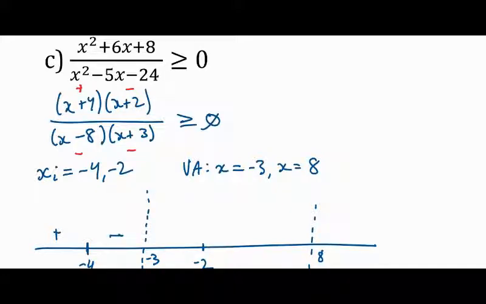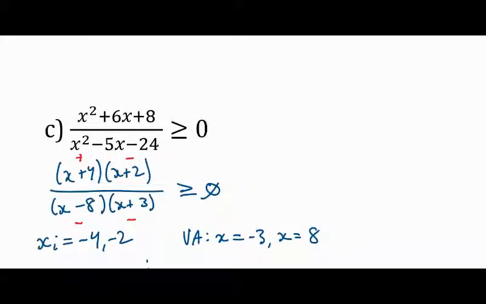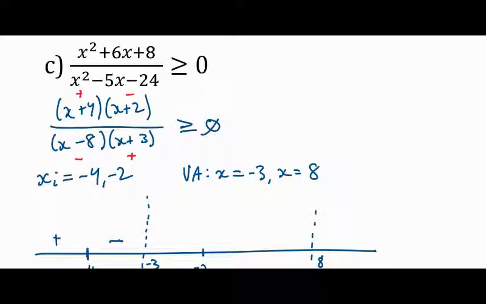So it's negative. A number between negative 3 and negative 2, negative 2.5. So again, going back up, negative 2.5 plus 4 is positive. Negative 2.5 plus 2, still negative. Minus 8, still negative. Negative 2.5 plus 3, that one is now changing to positive. So I have 2 positives, 2 negatives.